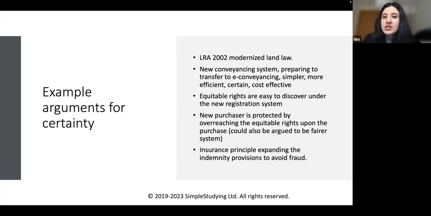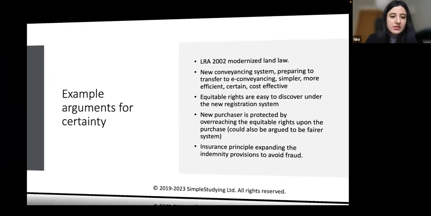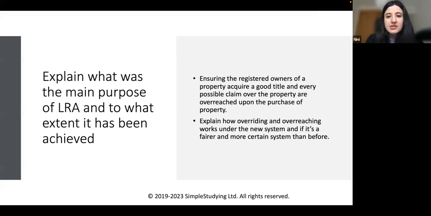This is more efficient. It's clearer who has a beneficial interest and whose interest will be overreached upon sale of the land. Therefore, it reduces the cost of litigation, both for the court and for the parties involved in the case. The new purchaser is protected by overreaching the equitable rights upon the purchase. Insurance principle, expanding the indemnity provisions to avoid fraud. So the insurance principle was added to expand the indemnity provisions and avoid fraud. Those are all example arguments.